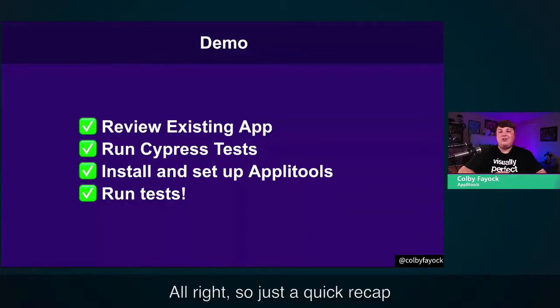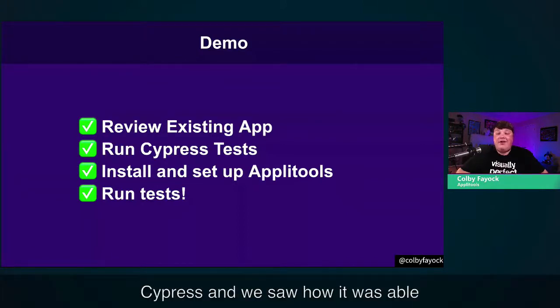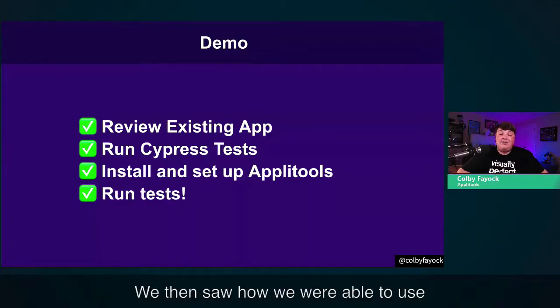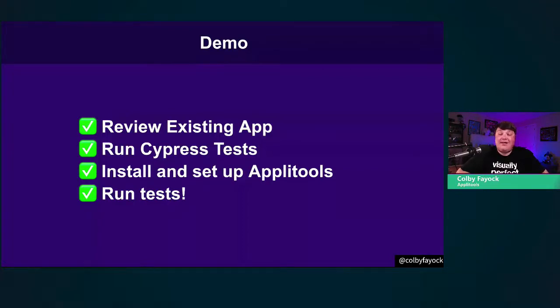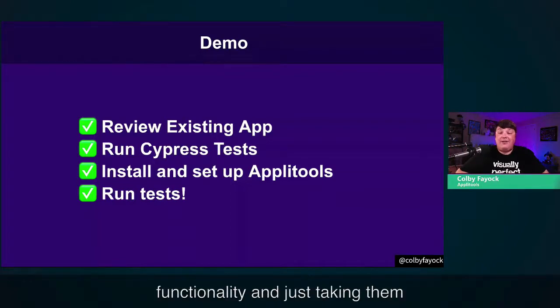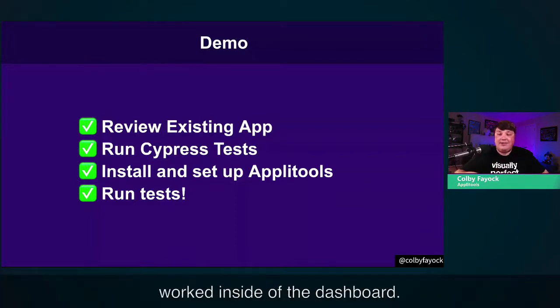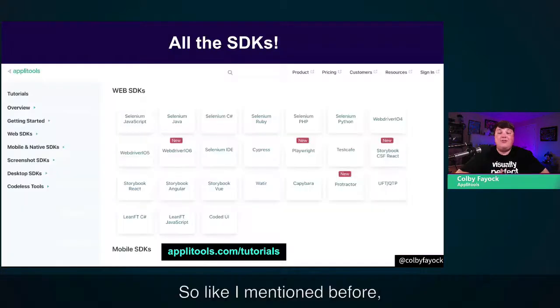All right. So just a quick recap of what we actually achieved here. After reviewing our existing application, we ran some tests with Cypress, and we saw how it was able to automate some browser tasks. We then saw how we were able to use Applitools using the Cypress SDK and actually run some visual tests, which was able to take our existing Cypress tests, which were already strong and showing that functionality, and take them up to another level to strengthen them even more. So finally, we were able to run those tests and see exactly how it worked inside of the dashboard. So like I mentioned before, Applitools supports a huge variety of SDKs.